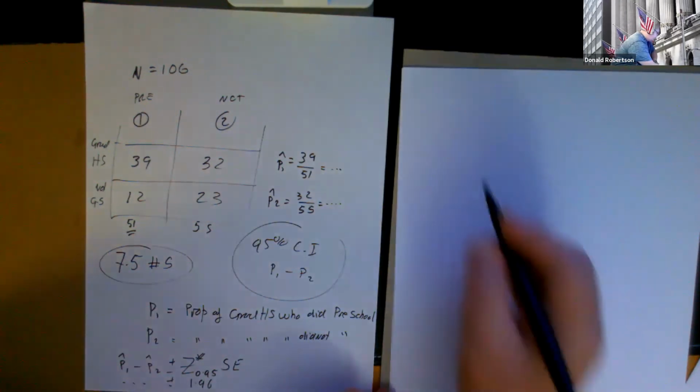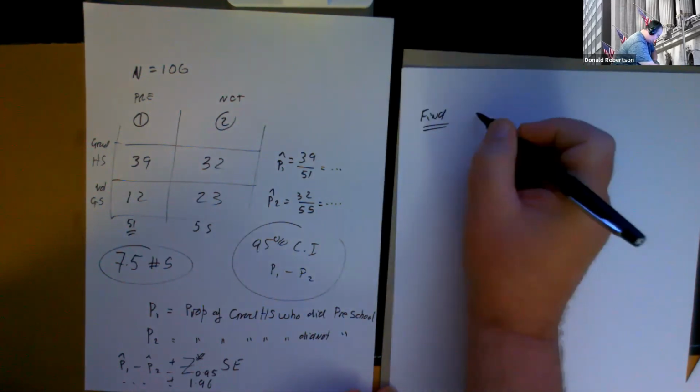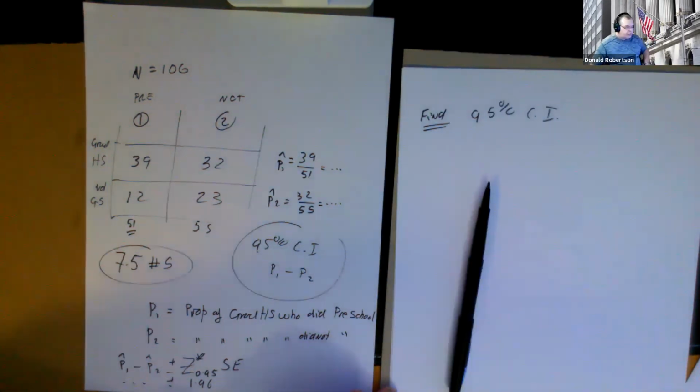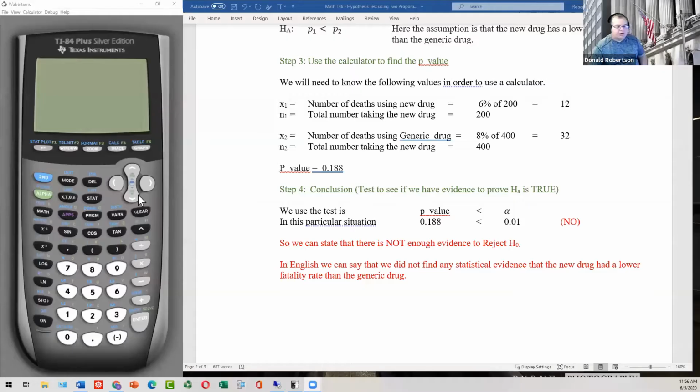What it allows us to do is to find the whole thing, right? So we're going to find a 95% confidence interval, and we're going to do it by using the calculator. So I'm going to drop out of this one and drop back into the screen with the calculator on it. So here goes.